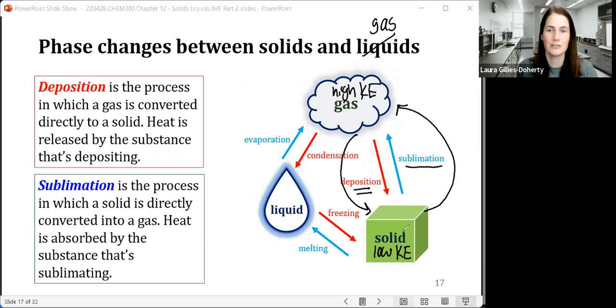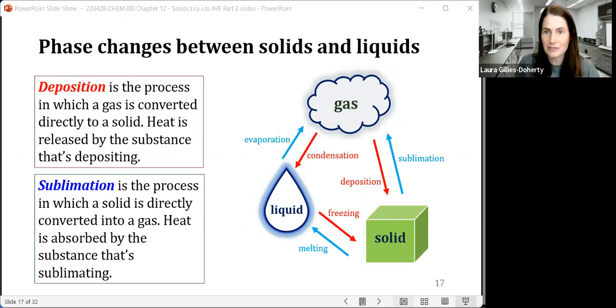Going in the opposite direction from a solid to a gas, we need to put energy in the system to get those molecules moving and separating into the gas phase. And so that's going to take energy, takes or absorbs energy. So we can think of that as like we have to heat it up.